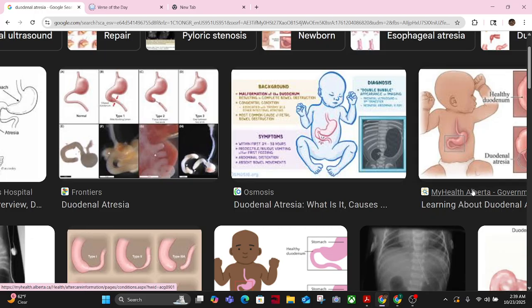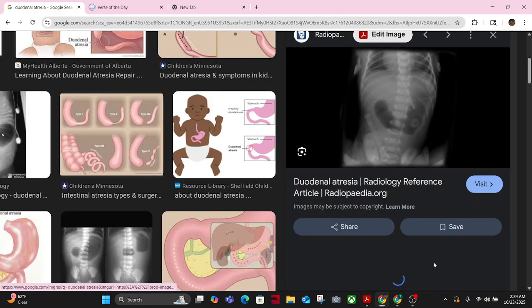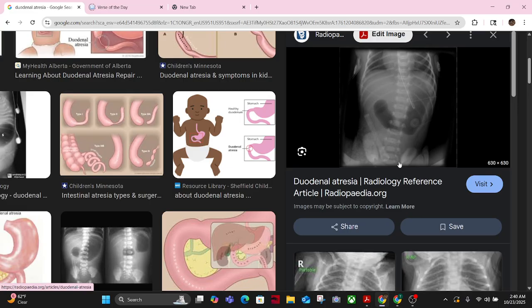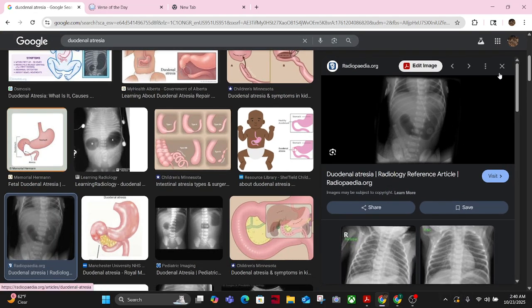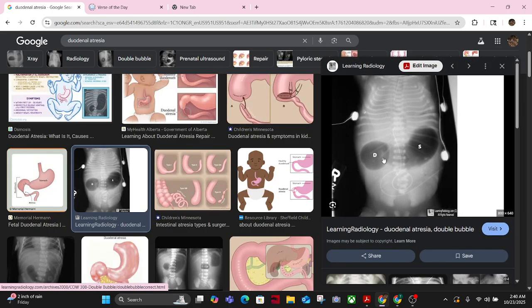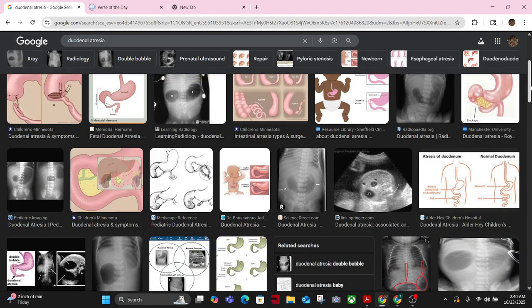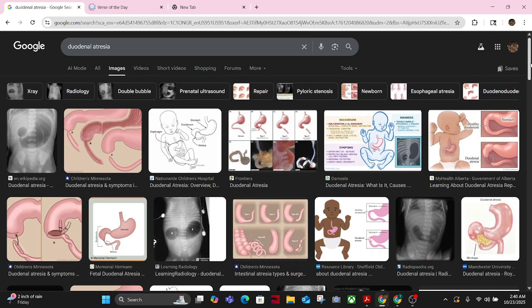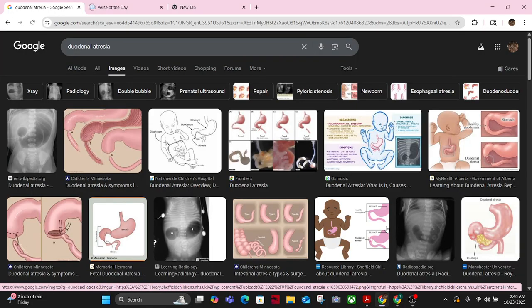And this is what's actually happening. This is the sign right here. It's a double bubble sign. Maybe that's not the greatest picture. This is a good picture right here. Double bubble sign. This part is obstructed, so there's air in the intestines. That's why it looks like this. Yes. This is seen in Down syndrome patients. And this is due to failure of recanalization within the intestines.